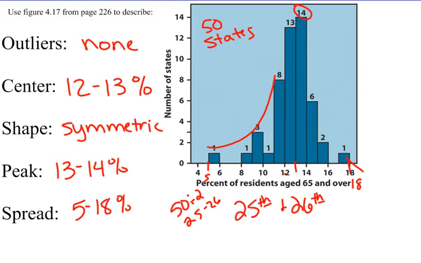So that's how we can be given a histogram. Now remember, we weren't given any data values, so we do that differently when we're just given the graph.